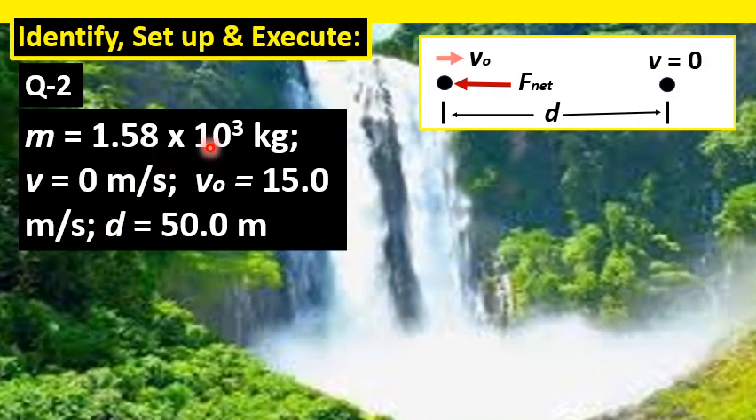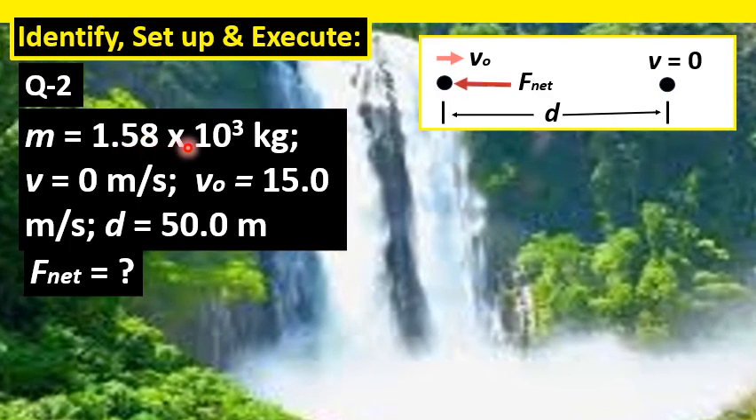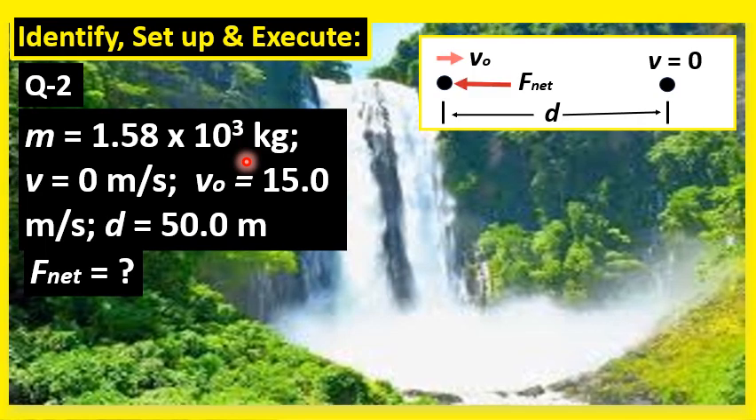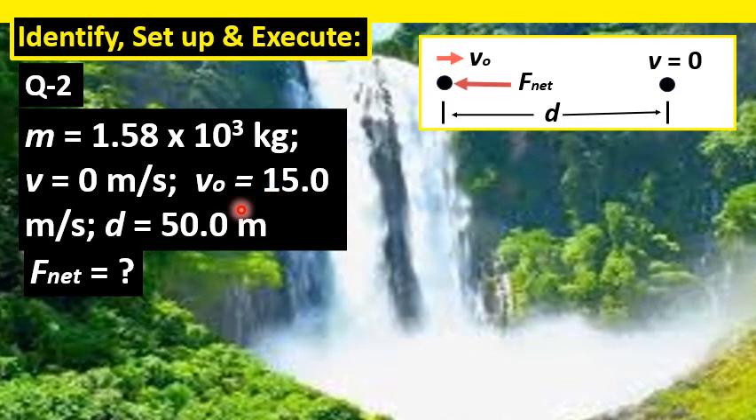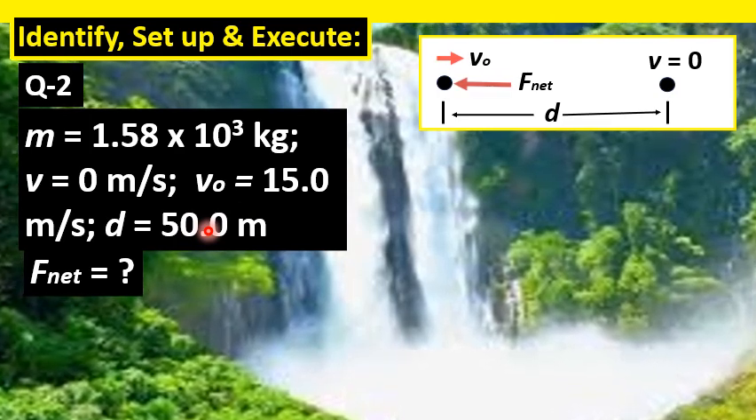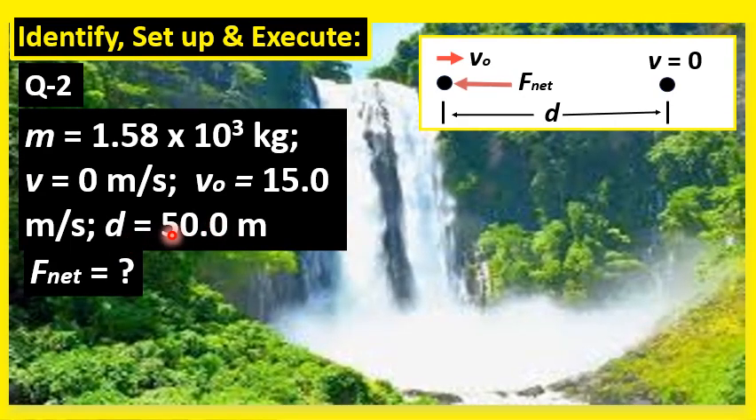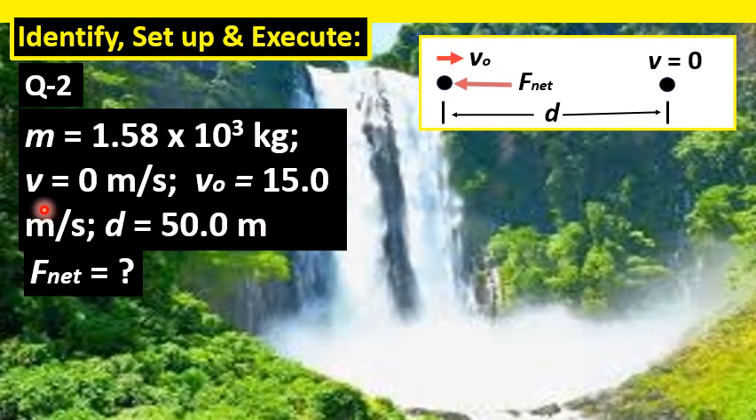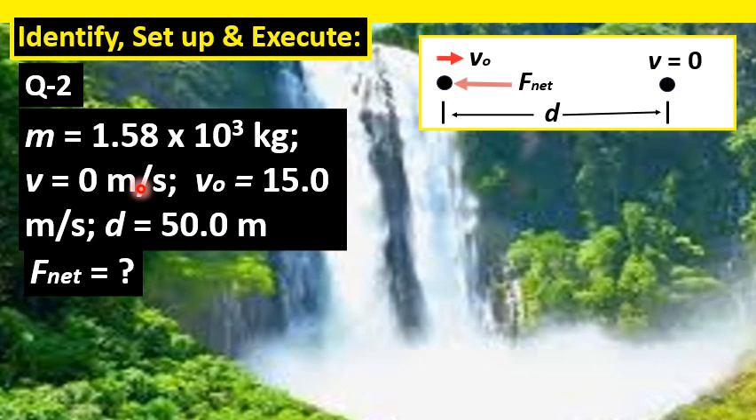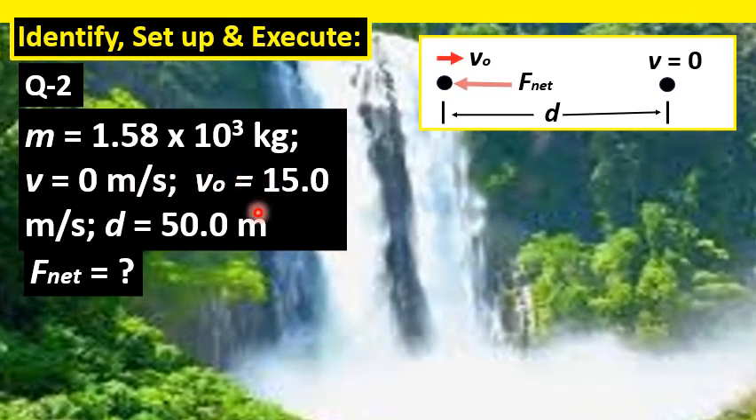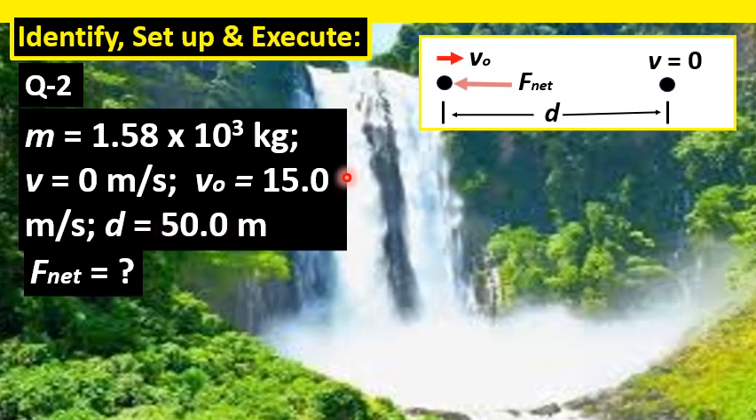Moving on to question number 2. We are given the mass of the car, 1.58 times 10 to the third kilogram. It is traveling with an initial speed v naught equal to 15.0 meters per second. It decelerates or slows down uniformly until it comes to rest through a distance equal to 50.0 meters. So the final velocity or speed of the car is 0 meters per second. Take note, the final speed of the car is 0 because it comes to rest after traveling a distance of 50.0 meters.